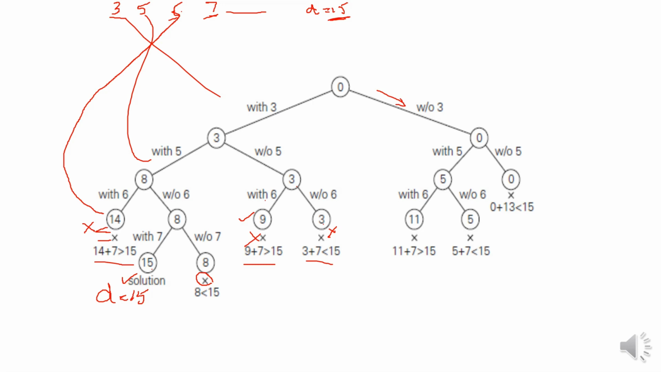Here, for the root node, we had included the item 3. But without item 3, we have not considered it. So let us see what will be the right child. 0 plus without item 3 is still 0. So we shall try considering the item 5. So 0 plus 5 is 5.